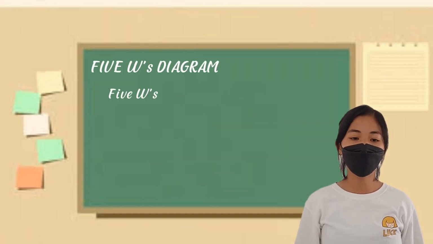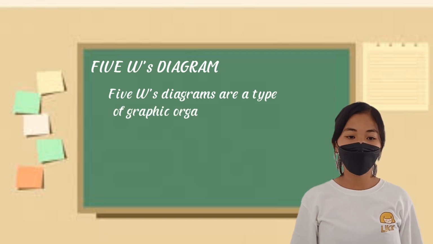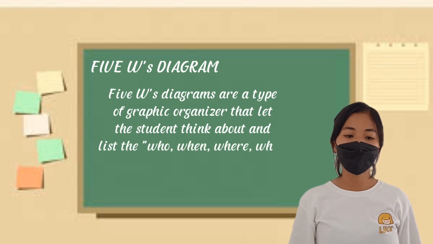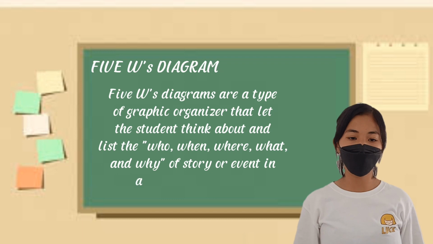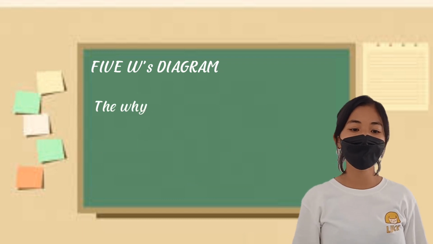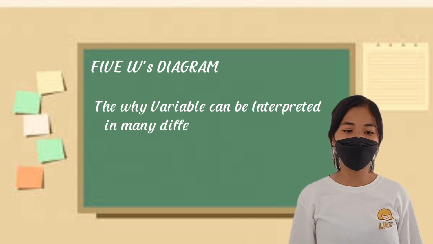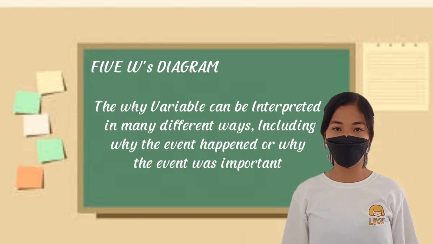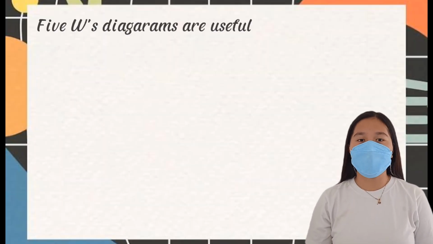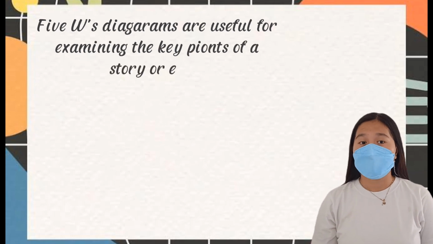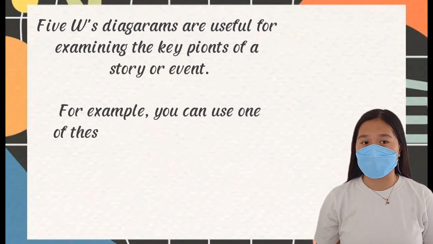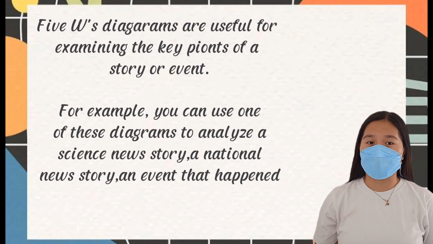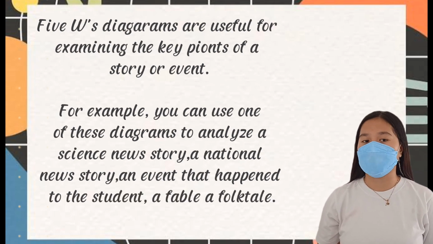5Ws diagrams. 5Ws diagrams are a type of graphic organizer that lets the student think about and list the who, what, when, where, and why of a story or event in a simple visual way. The why variable can be interpreted in many different ways, including why the event happened or why the event was important. 5Ws diagrams are used for examining the key points of a story or event. For example, you can use one of these diagrams to analyze a science news story, a national news story, an event that happened to the student, a fable, or a folktale.